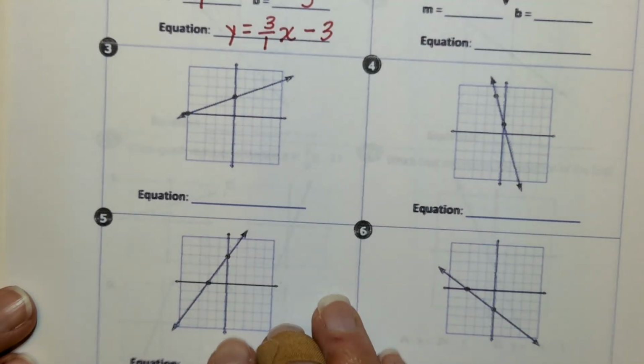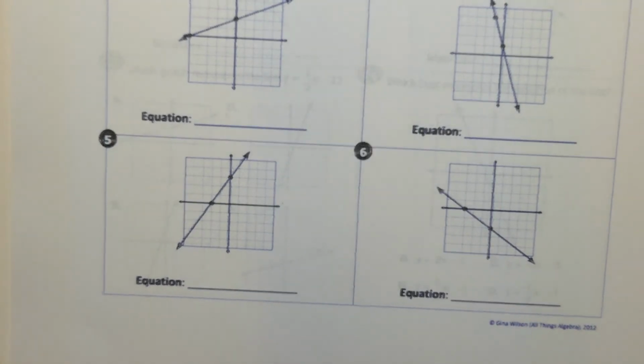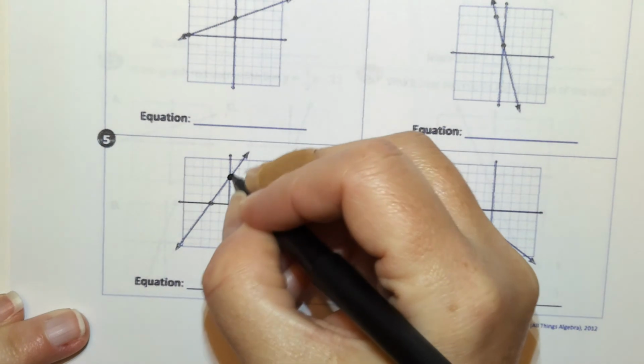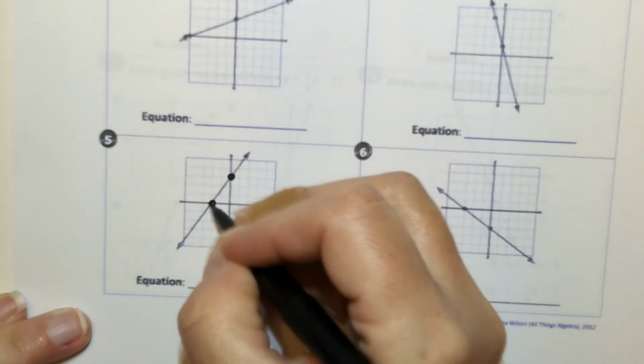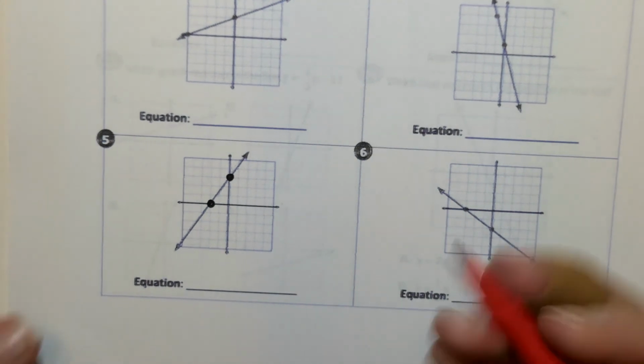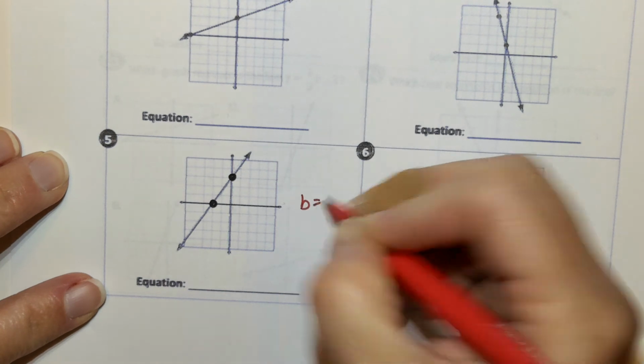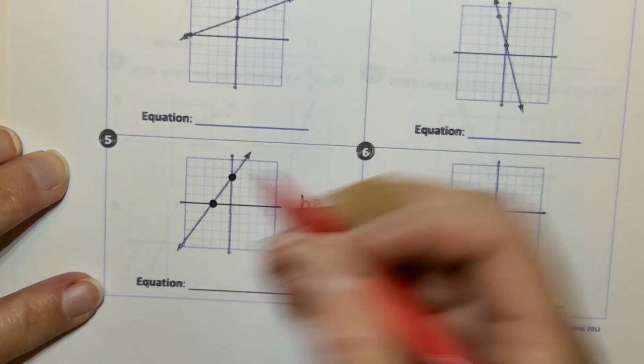So now we write y equals mx plus or minus b. In this case, it's a -3. Could you write that as just a 3? Yes, you could. I do prefer the fraction. Okay, let's do a couple more.